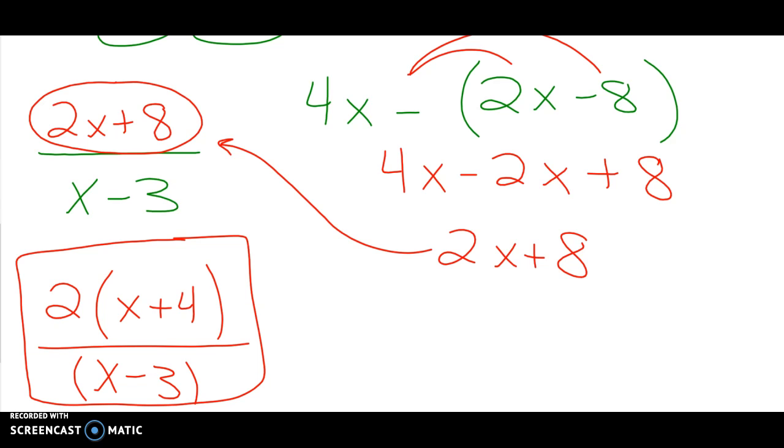Go ahead and simplify the top. Pull out a GCF if there's a GCF to pull out. See if it can match the bottom. If it's not, just leave it the way it is.